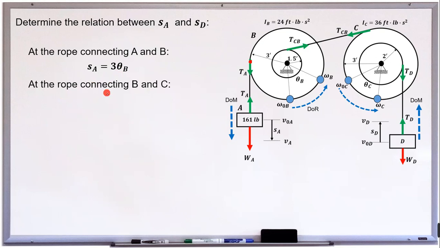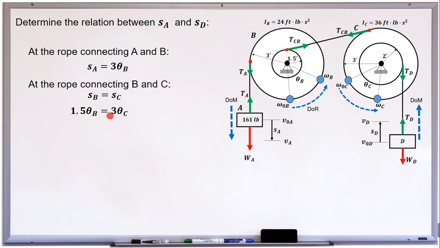Next, at the rope connecting B and C, so this one, B and C. For this rope, they have the same linear displacement. So we have SB is equal to SC. Then SB, the linear displacement at this given radius, is equal to 1.5 times the angular displacement of our cylinder B.